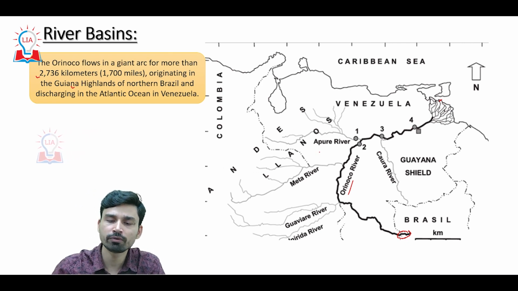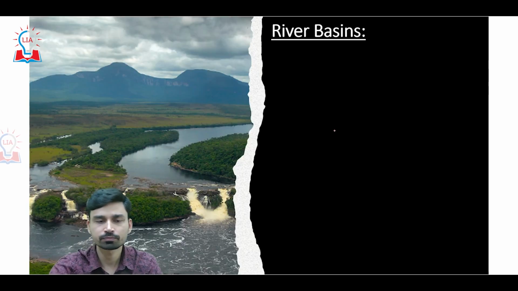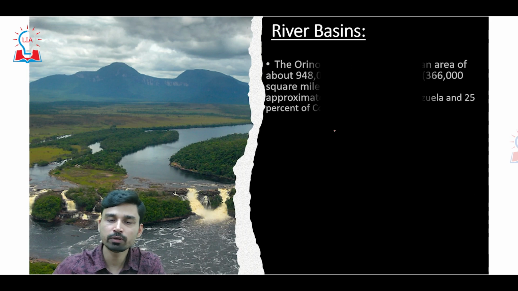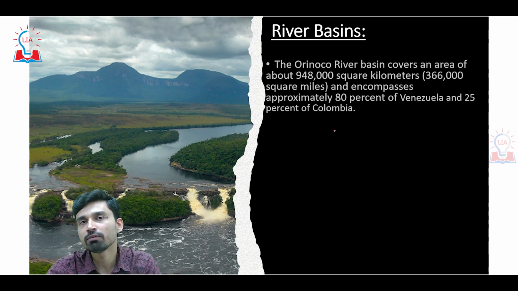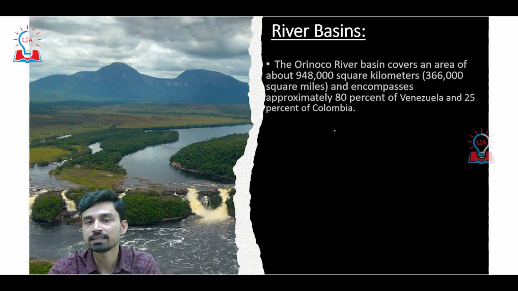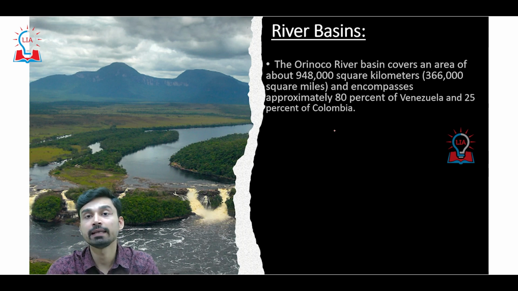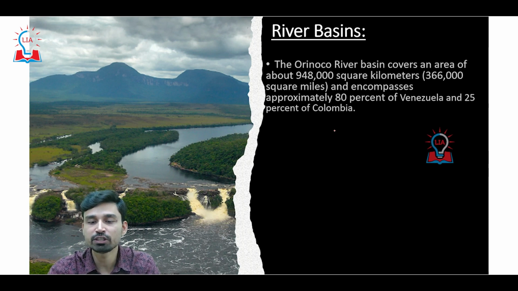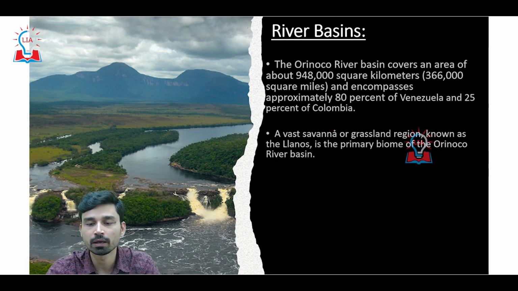And it also has a lot of tributaries such as the Meta River, Guaviare River, and Apure River. Not only that, if you try to understand the Orinoco River Basin, it also covers a very huge area of almost 948,000 square kilometers and encompasses almost 80% of Venezuela and 25% of Colombia.